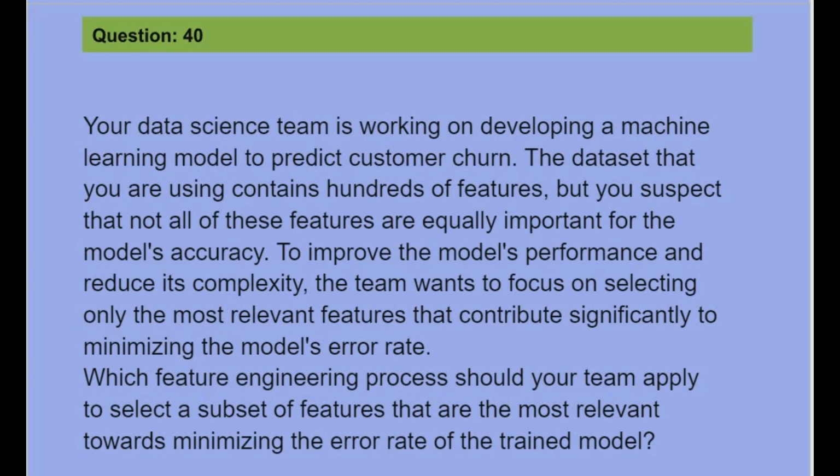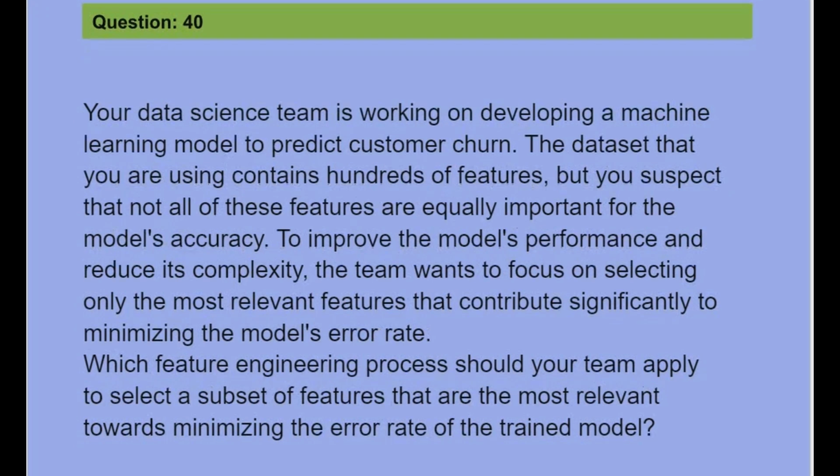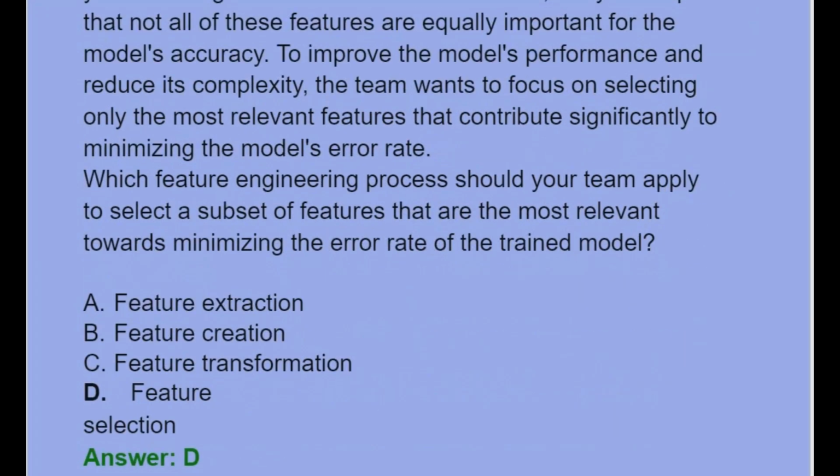Which feature engineering process should your team apply to select a subset of features that are the most relevant towards minimizing the error rate of the trained model? Option A, feature extraction. Option B, feature creation. Option C, feature transformation. Option D, feature selection. Correct answer is option D.